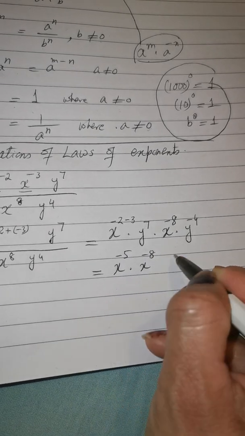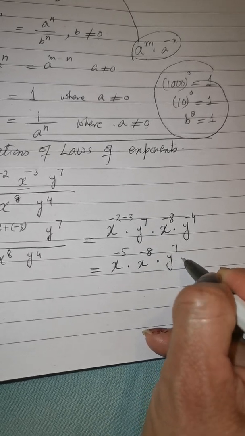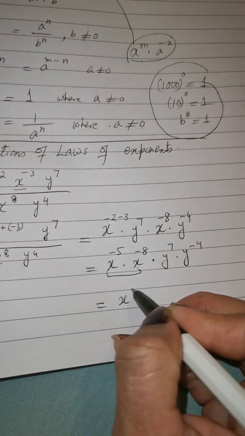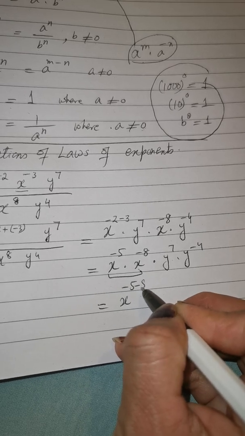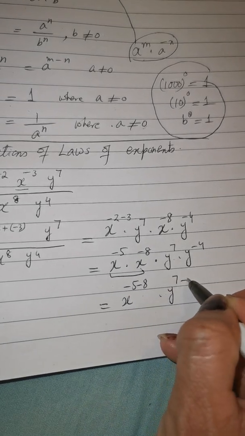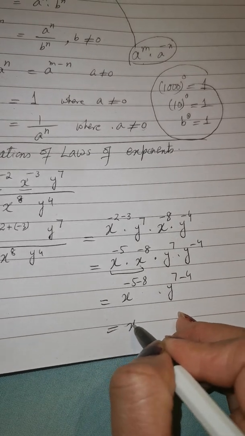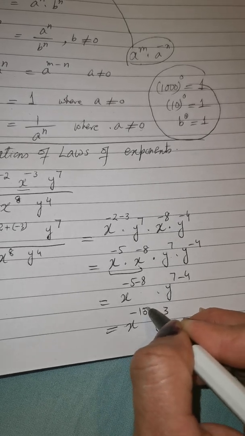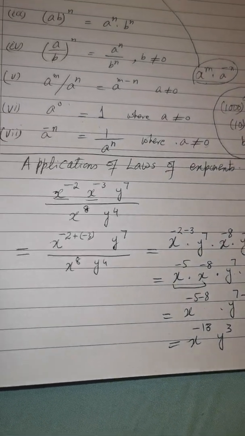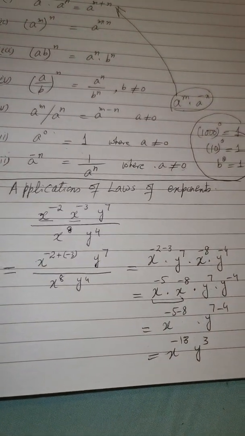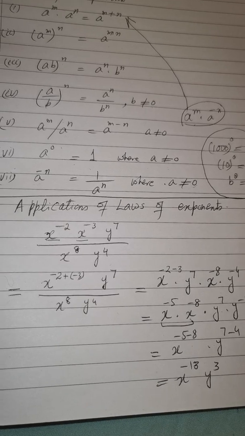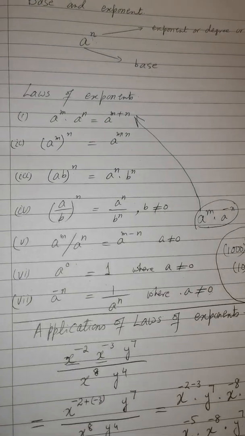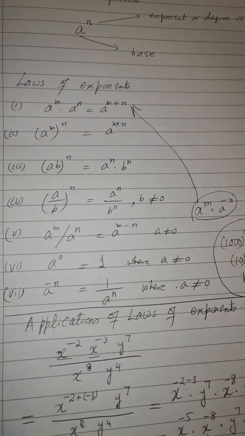Then next step, I will write the same bases together for my convenience, so I can add their powers. Write them as one base x. I'm adding their powers. X will become minus 13 and y will become 3. In this way we will simplify this, and this is the application of laws of exponents. Many questions we can do by using these laws of exponents.